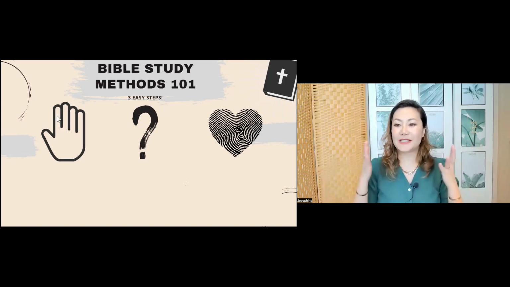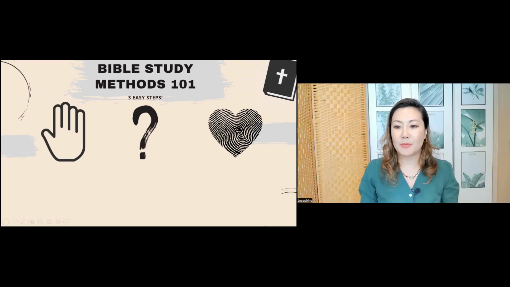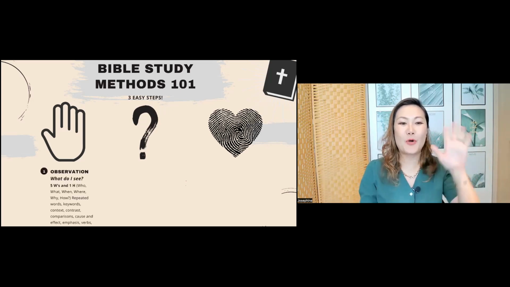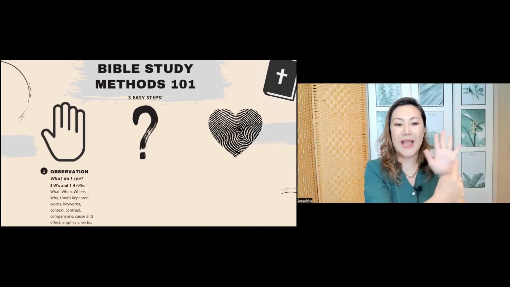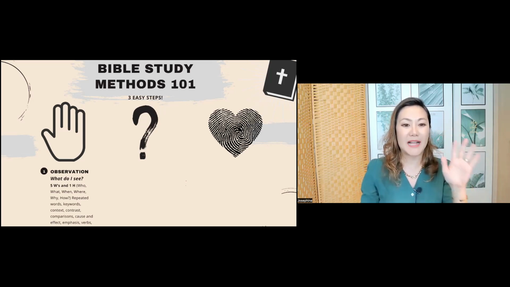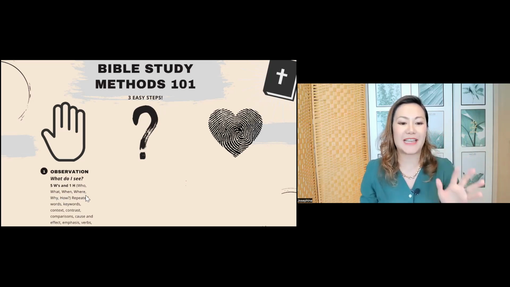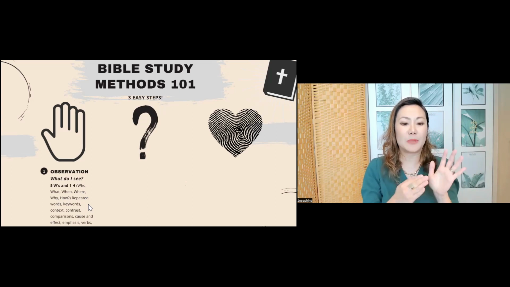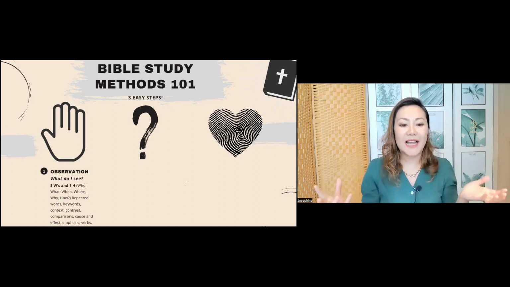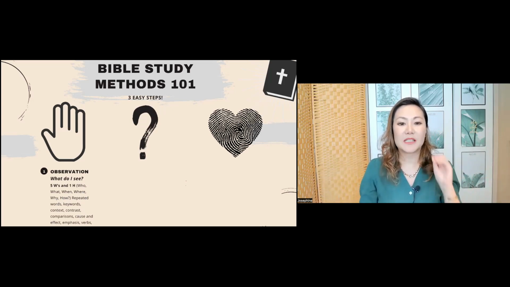What is the first step again in the Bible study method? Anyone remember? Observation. And under observation, what do we ask ourselves? Who, what, when, where, why, how? We ask the question, what do I see? Under how, we have looked at repeated words, keywords, the context, contrast, comparison, cause and effect, and the verbs. So this is what we looked at in the first and second sessions.